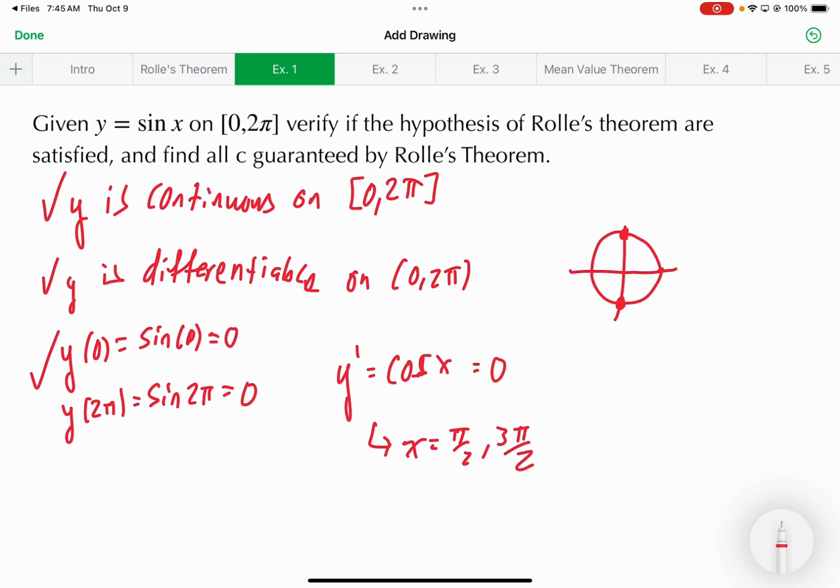Sometimes what you might see is, since we call this letter c, when it comes time to take the derivative and set it equal to 0, you might actually see me write, instead of cosine of x, cosine of c equals 0, and then c equals pi over 2 and 3 pi over 2. It's just other notation that I might use. Okay? All right. Cool.